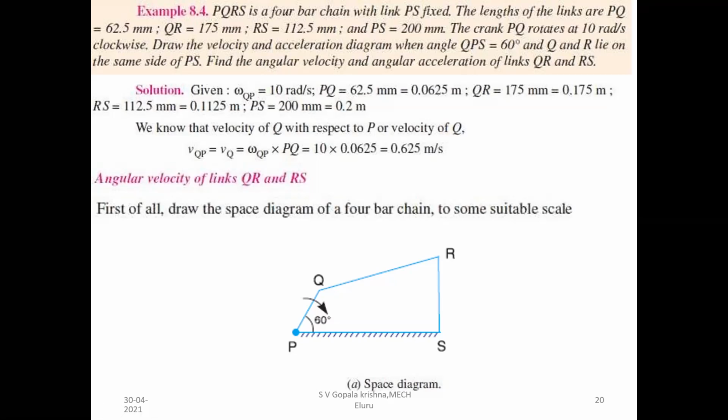The crank PQ rotates at 10 radians per second clockwise. Draw the velocity and acceleration diagrams when angle QPS equals 60 degrees and Q and R lie on the same side of PS. Find the angular velocity and angular acceleration of the links QR and RS.